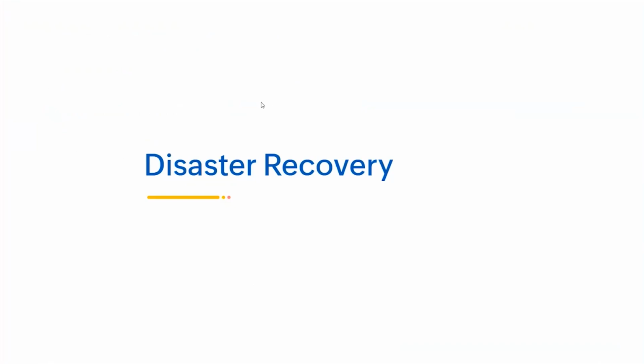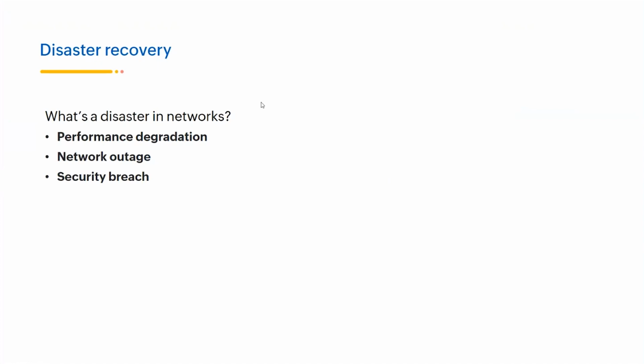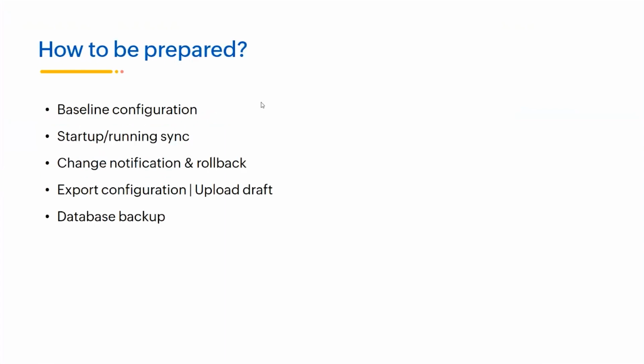When a disaster recovery event occurs, the primary issues you may face include degraded network performance, network outages, and potential security breaches. To mitigate these risks and be well prepared, you should implement several strategies. So number one is baseline configurations. Establish a baseline configuration for every device to ensure it is secure and free from vulnerabilities. Number two is sync startup and running configurations. Regularly synchronize startup and running configurations to prevent configuration drift.